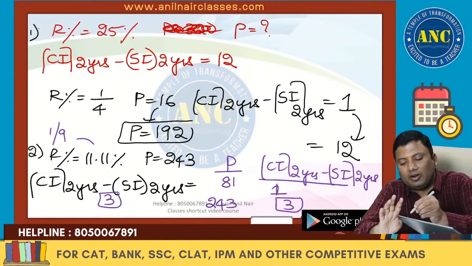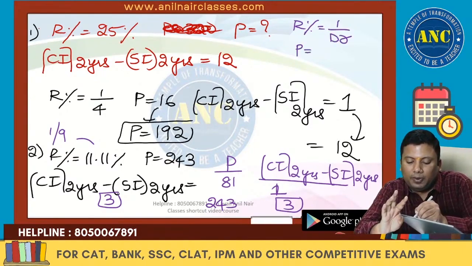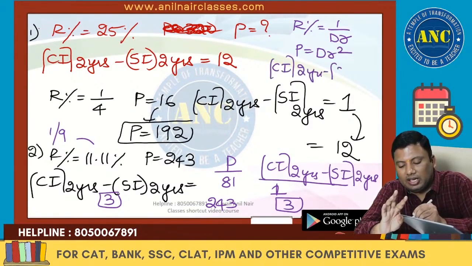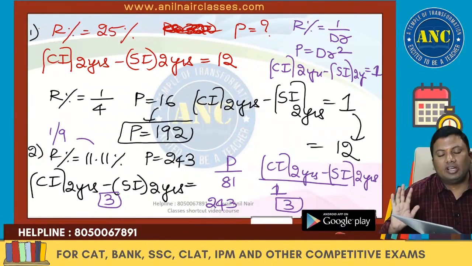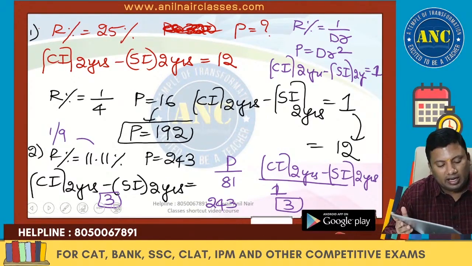If there is a particular variation, if the R percentage is of the form 1 by denominator, principal will become denominator square and CI for 2 years minus SI for 2 years is nothing but 1. I hope this idea is clear. What if it is not 1 by denominator? Let us solve.